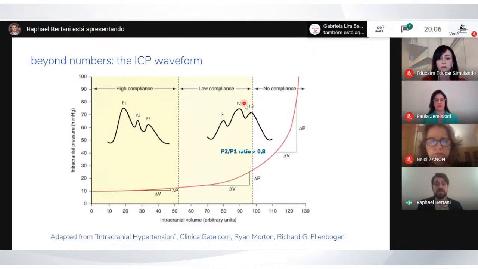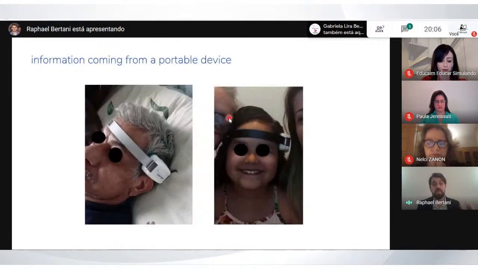This inversion of the waves, this inversion of the ratio, is a sign that something is going on: compliance is decreasing, and therefore intracranial pressure is about to increase as a consequence. And all this information comes from this small portable device, which is, of course, non-invasive. We will be getting into more detail over the next presentations tonight during the event.